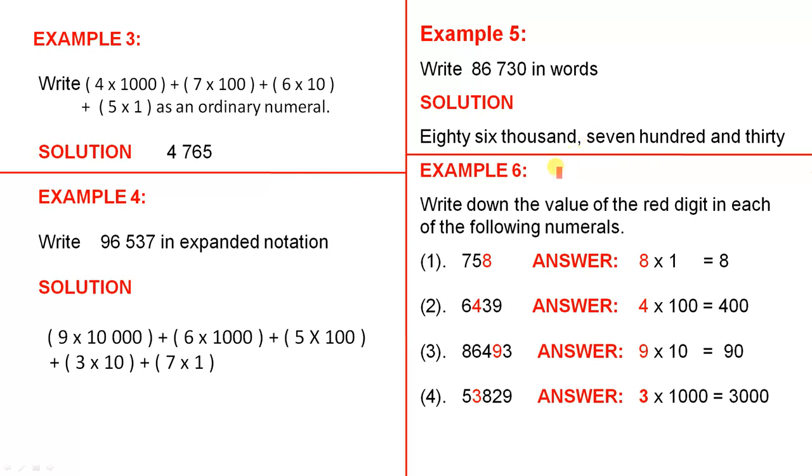Now here's example 6, which is very, very interesting. Write down the value of the red digit in each of the following numerals. Now the first numeral is 758. We're going to concentrate on the red digit. Because it's in the first column to the right, it must be 8 times 1, so the value of the 8 is actually 8. That is the value of it.